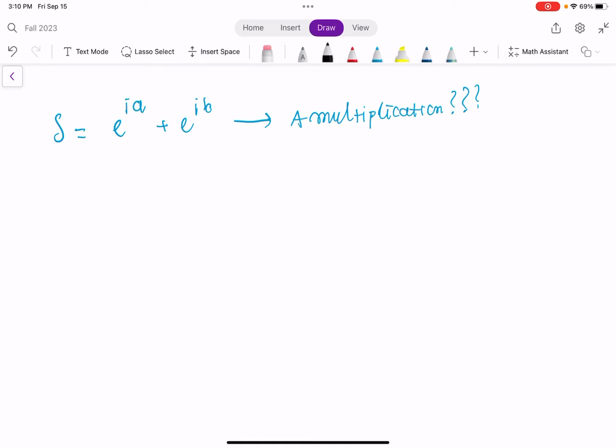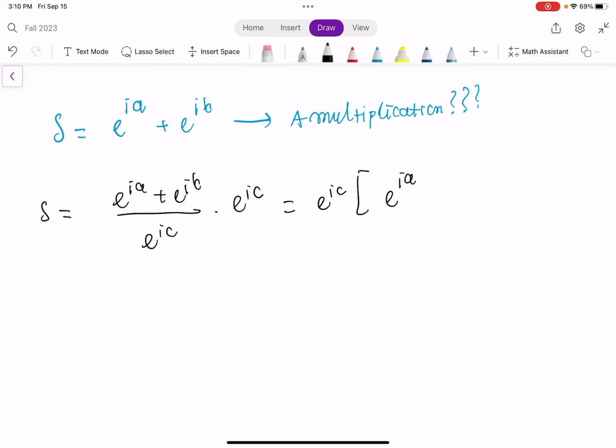You can start by saying s will be equal to e to the power ia plus e to the power ib. I will divide both sides by e to the power ic times e to the power ic. So you will get e to the power ic times e to the power ia minus ic plus e to the power ib minus ic. Anyway, let's keep on going.